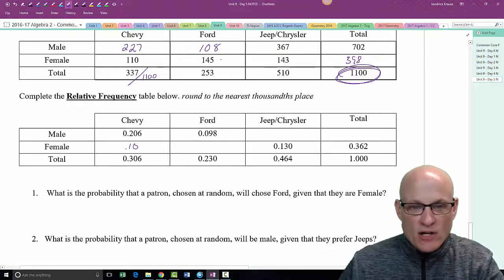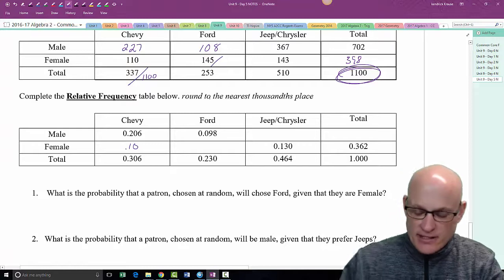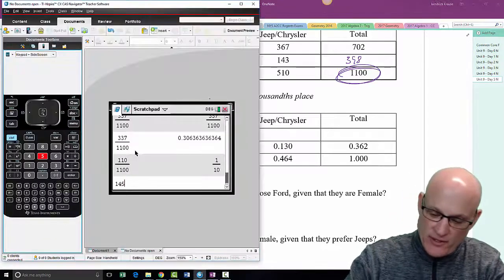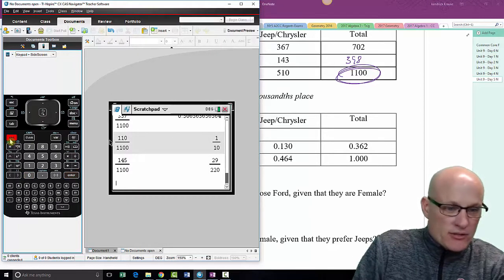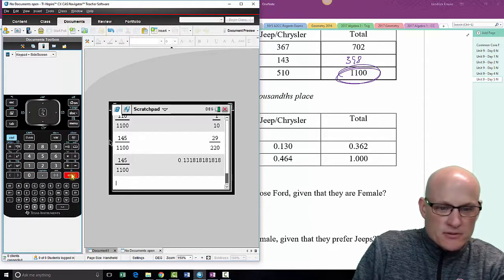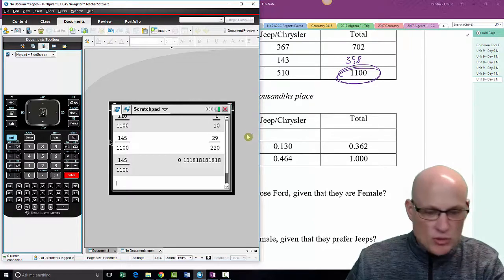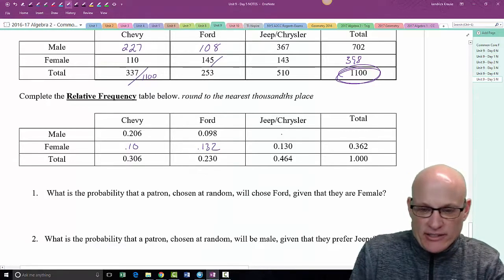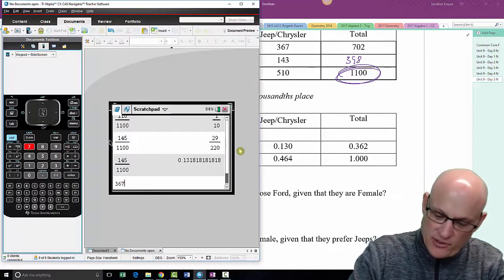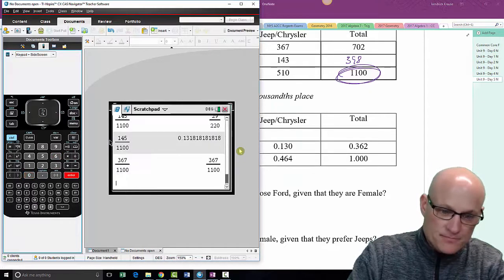And then we're going to take all of these, the ones that we need to, and divide by 1,100. 145 divided by 1,100, and we'll hit enter. So 0.132. And, you know, I don't necessarily need to do this. I'll show you why. 367 divided by 1,100.